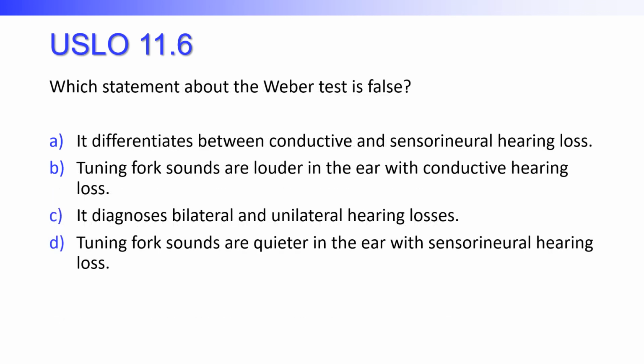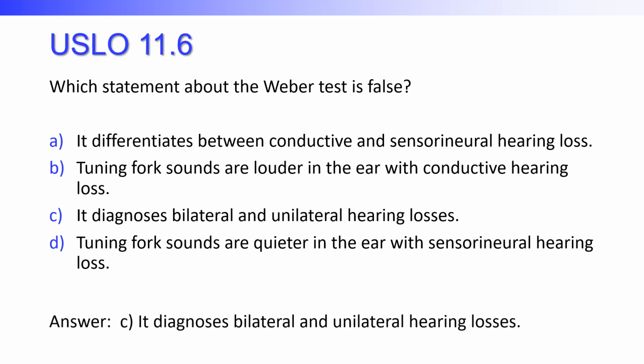Which statement about the Weber test is false? So all of these are true except for one. A, it differentiates between conductive and sensorineural hearing loss. B, tuning fork sounds are louder in the ear with conductive hearing loss. C, it diagnoses bilateral and unilateral hearing losses. D, tuning fork sounds are quieter in the ear with sensorineural hearing loss. So this question is asking you to really dial in your understanding of the Weber test. And the answer is C.